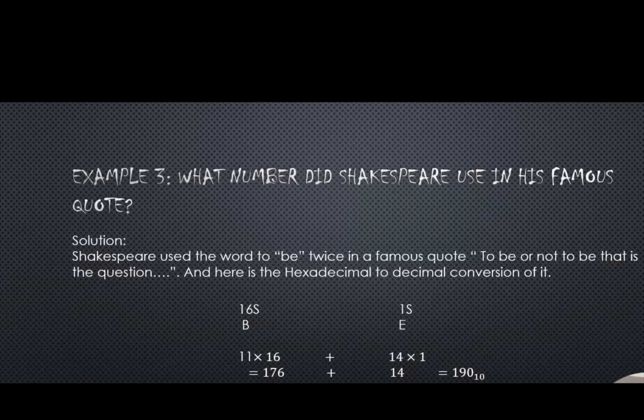Okay, so Shakespeare used BE twice in that code. So just to find it, B is a hexadecimal letter, and E is also. B is equivalent to 11 in decimal, and 11 times 16 is 176, plus E is 14, and that multiplied by 1 will give me 14. 176 plus 14 will give me 190 as a decimal number. So Shakespeare used BE, which is equivalent to 190 in decimal numbers. That was not bad.